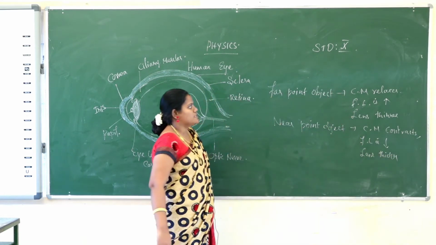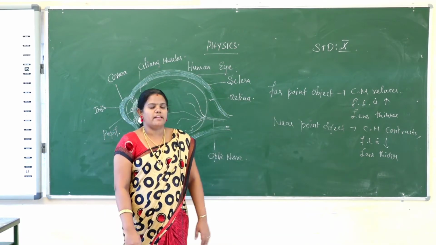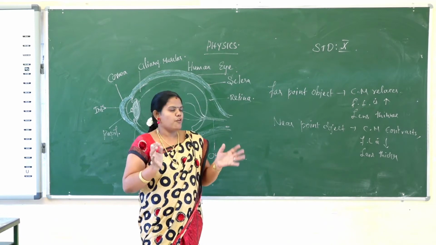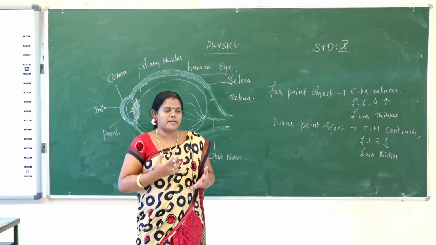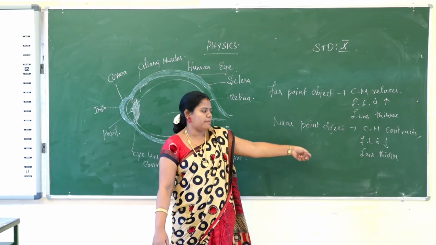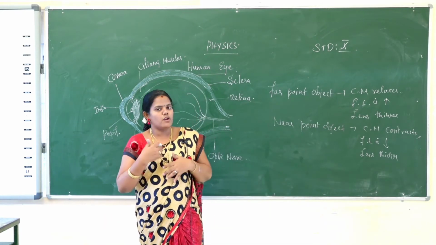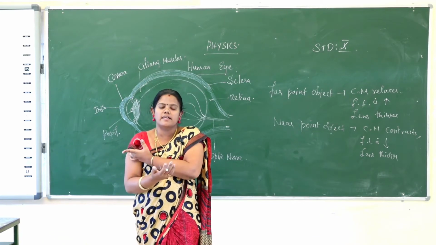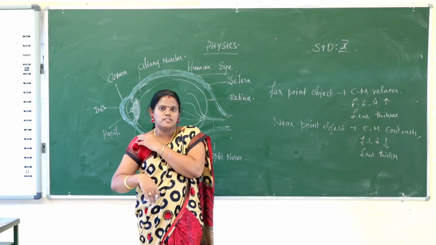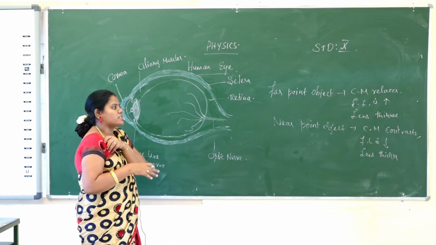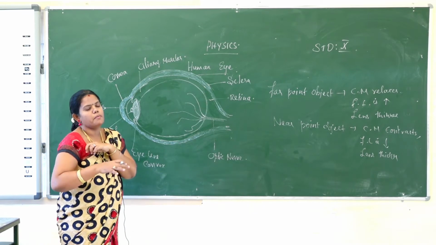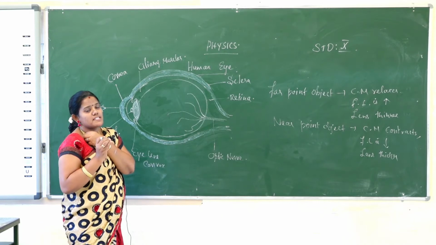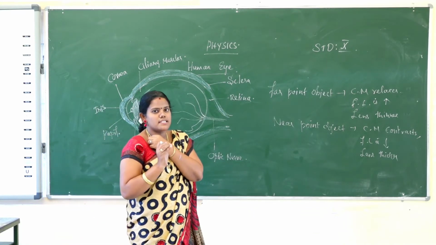So if you see an object at a distance, the ciliary muscles automatically relax, make the lens thinner and increase the focal length. Suppose you see a near point object: the ciliary muscles contract, the focal length decreases and the lens becomes thicker. So the eye can easily analyze far distance objects and near distance objects. That is the power of accommodation in our eye with the help of ciliary muscles. Then next, the persistence of vision. What is the meaning of persistence of vision?